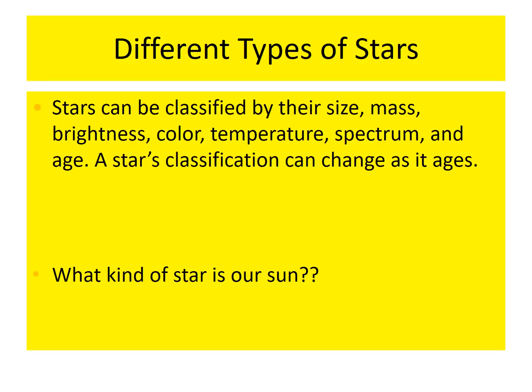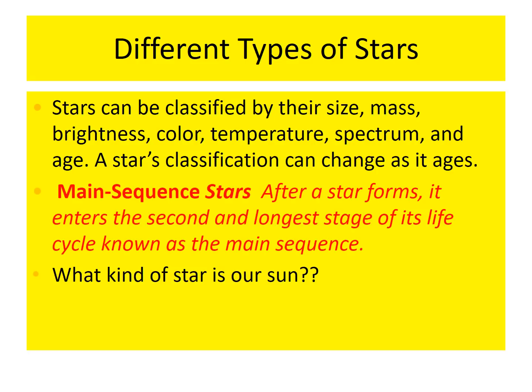So we've already talked about how stars are classified by size, mass, brightness, color, temperature, spectrum, and age. So let's talk specifically about main sequence. When I say main sequence, that means it's entering its second and longest stage of its life cycle. So for example, for you, you are a baby. Your main sequence, if we put it into human terms, would be your time from when you were pretty much a toddler until you were almost elderly. That's your main sequence, where you're spending 90% of your time.